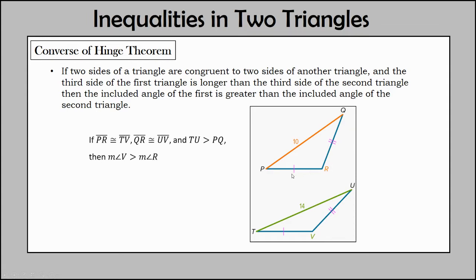All right. So again, let's look here. I've got PR and TV are the same length. RQ and RV are the same length. So there's my hinge. This angle and this angle are the hinge. They're made up of the same side lengths. Okay. Across from V, the angle in this hinge, is 14. Across from R, which is the angle in this hinge, is 10. Since 14 is bigger than 10, angle V has got to be bigger than angle R. So angle V is greater than angle R. We don't know what the angles are. We just know that this angle is bigger than this angle. All right. So that's the hinge theorem.